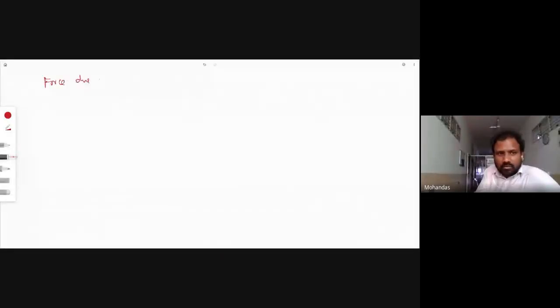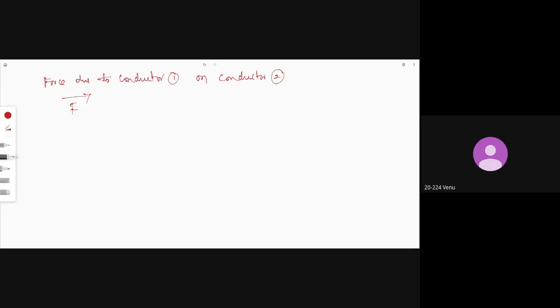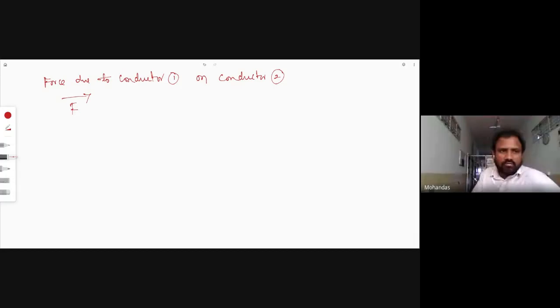Force due to which conductor are we going to calculate? Conductor 1 on conductor 2. In this case, how to write here? F12 or F21?